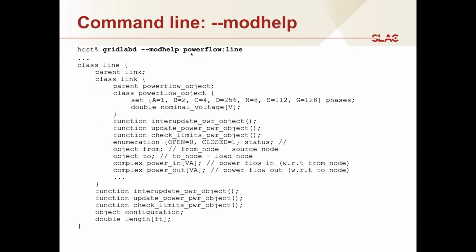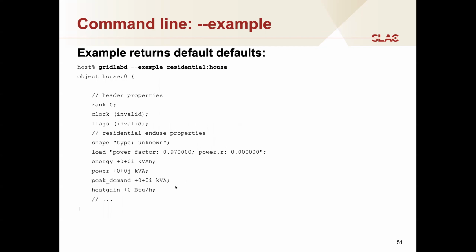Here's a much more detailed one. Power flow lines are much richer, and so you can see that it's got a class definition structure, a parent class power flow object. It's got some methods and so on, and you can see the properties listed.